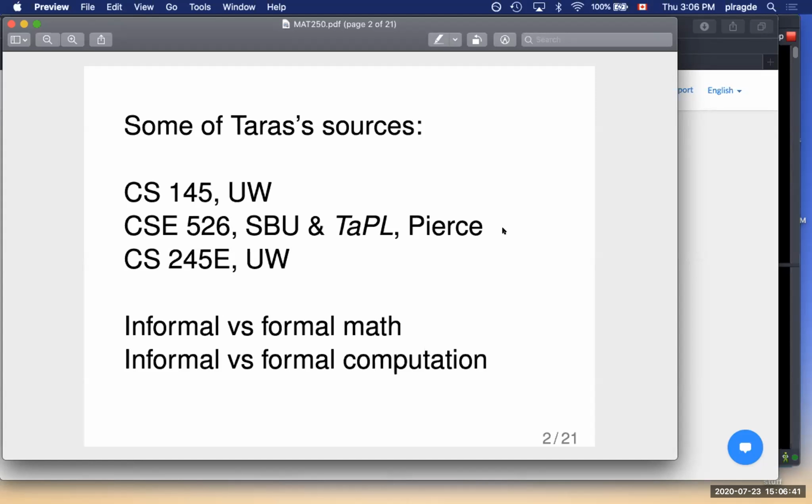And if you look at the bottom of the slide, it sort of explains some of the reasoning behind going this route. And on the very bottom line, I talk about informal computation versus formal computation. Taras has already talked about informal math as being all the math you've seen up to this point, and formal math or logic as the stuff that you're now seeing. And in the same way, you can talk about informal versus formal computation.